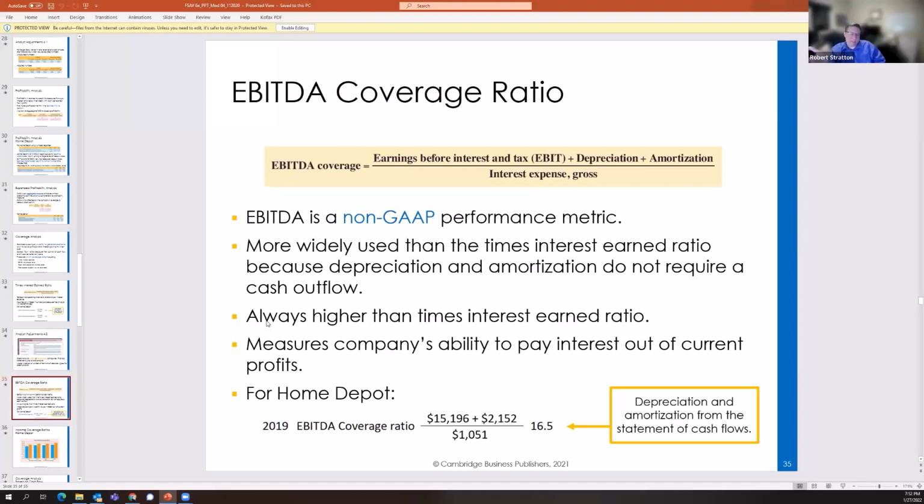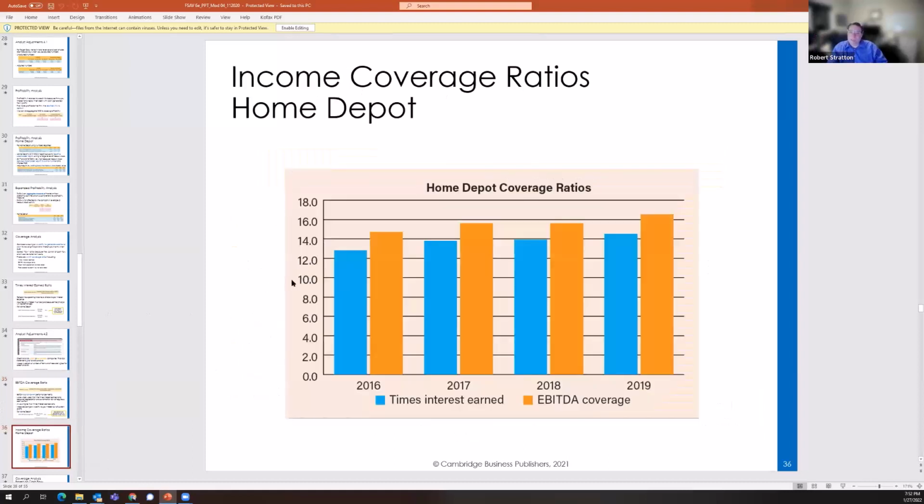So in this case, it's 16.5. So Home Depot is doing even better than we thought. They're really not at risk of being unable to pay their interest. You can see here, the book says that EBITDA will always be a higher coverage number than times interest earned, and Home Depot is very, very strong for the 4 years this covers.